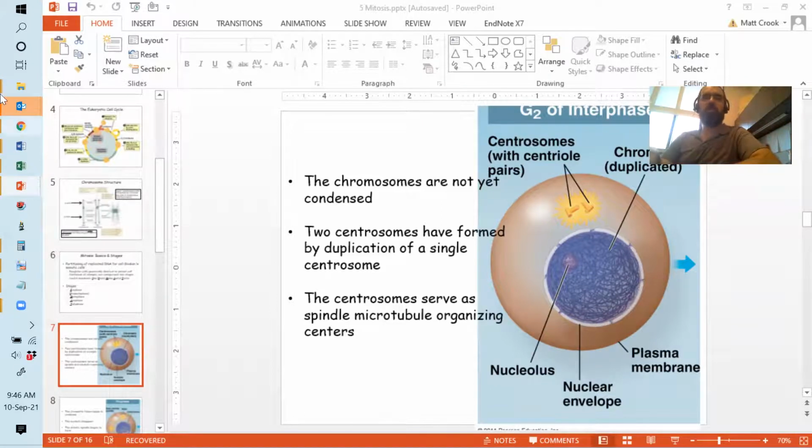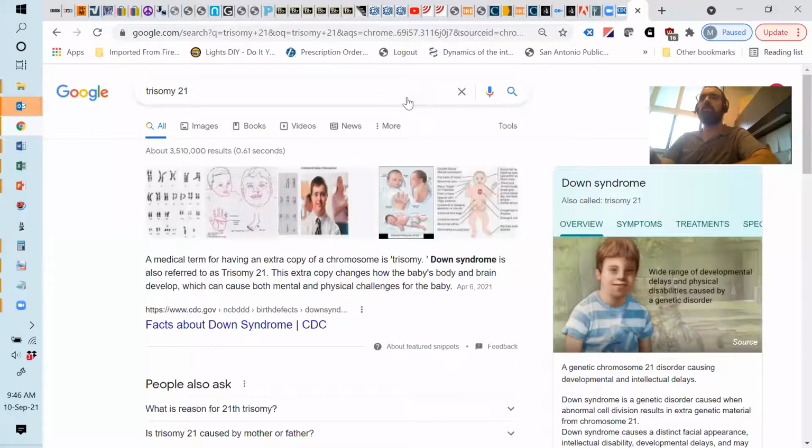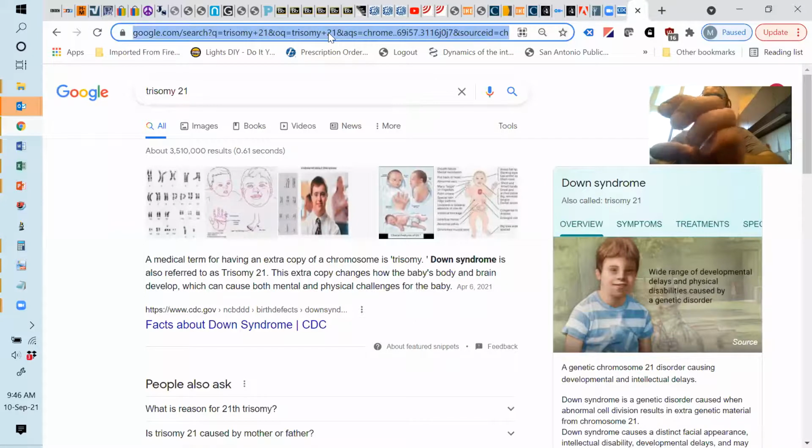Yeah, just before we go there, I just want to show you what microtubulin looks like because it's a pretty cool protein.